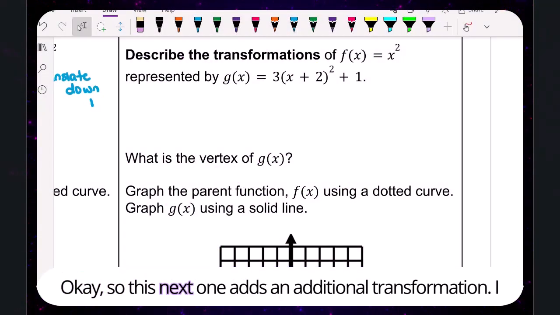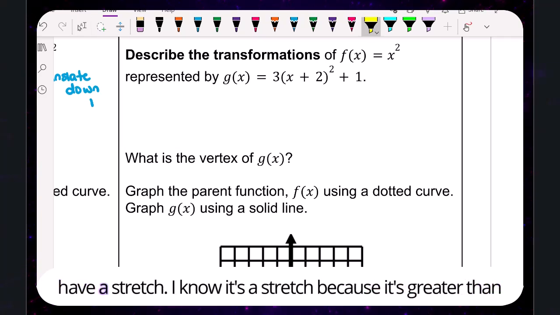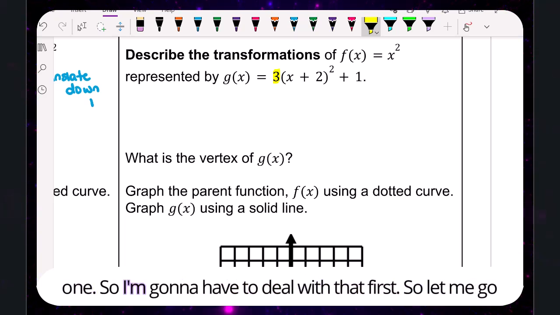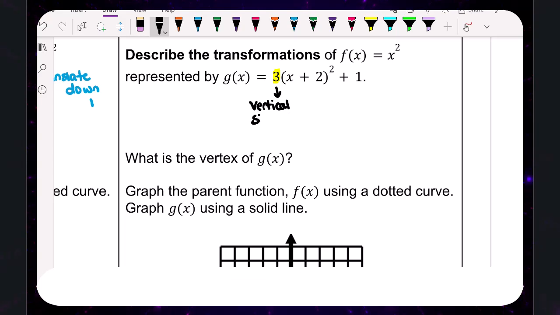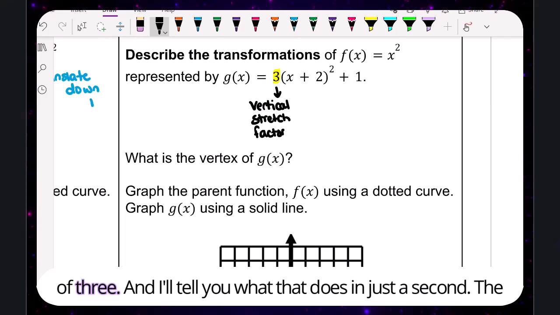Okay, so this next one adds an additional transformation. I have a stretch. I know it's a stretch because it's greater than 1. So I'm going to have to deal with that first. So let me go ahead and write that down. This is a vertical stretch factor of 3. And I'll tell you what that does in just a second.